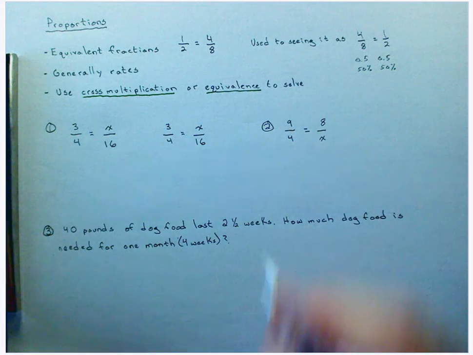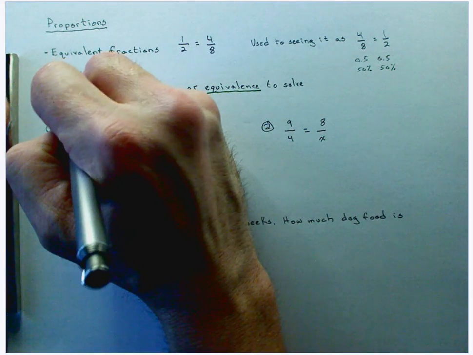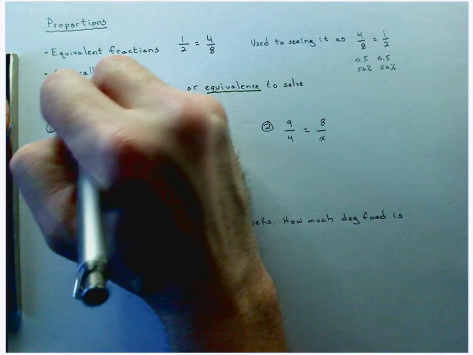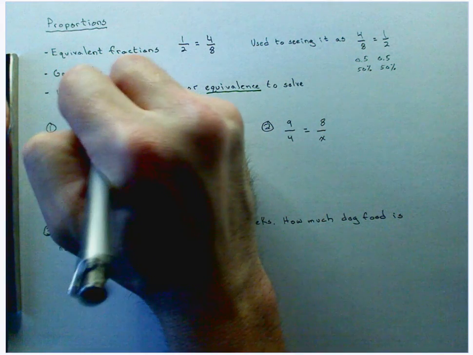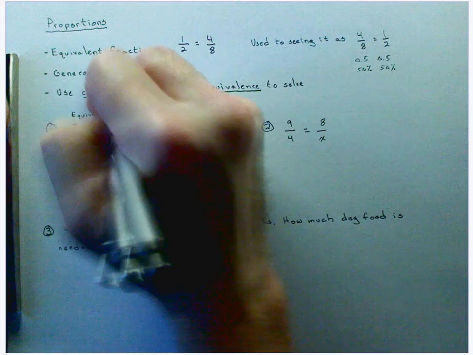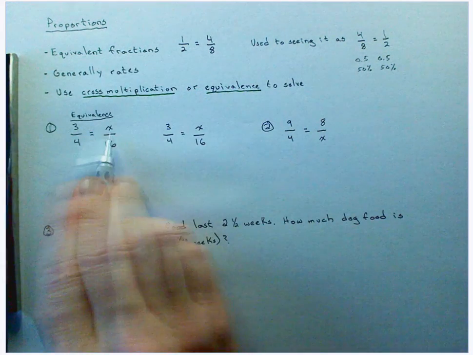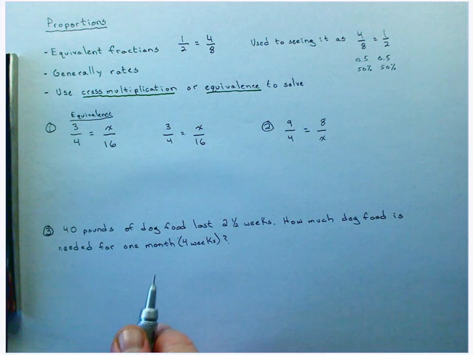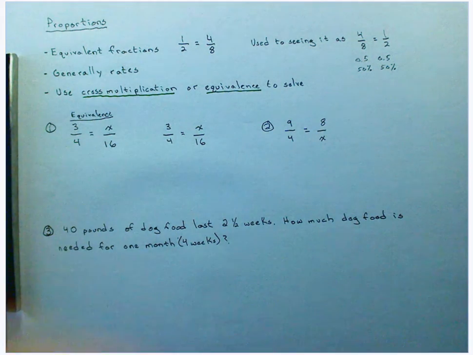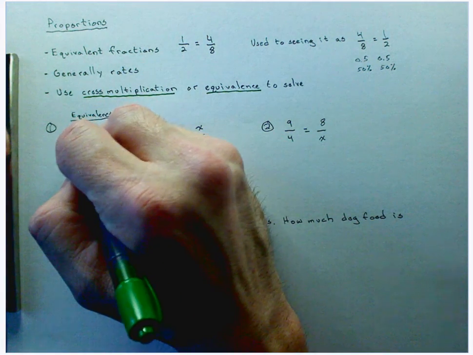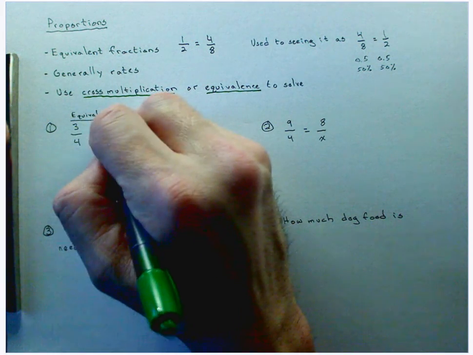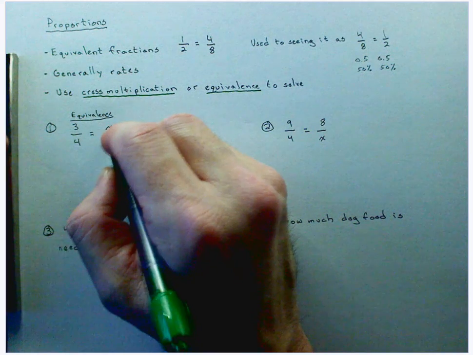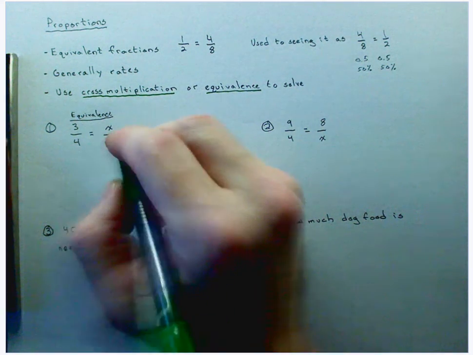For this one, we will do equivalence first, because most of y'all have already looked at this problem and said, hey, I know what x equals. You can see the math, and that's excellent. That's what equivalence is. So I'm going to look at this and say, okay, I don't know what x is, but I know that 3/4 is equal to something over 16.